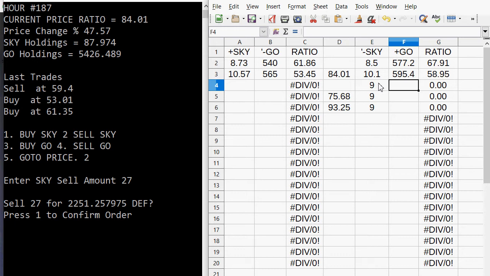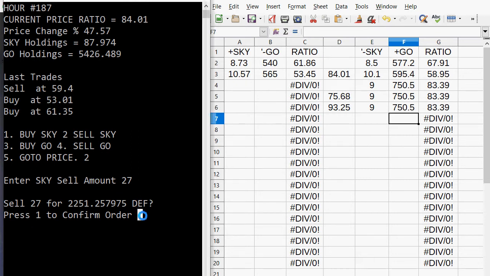So 700 and a third would be 21. 150 into a third is 50. So I get about 750 back. So I'm just going to go 750. We'll go 0.5. It's all for whatever purposes. We're going to get the exact numbers at the end of this game when it's done. So let's make the trade.